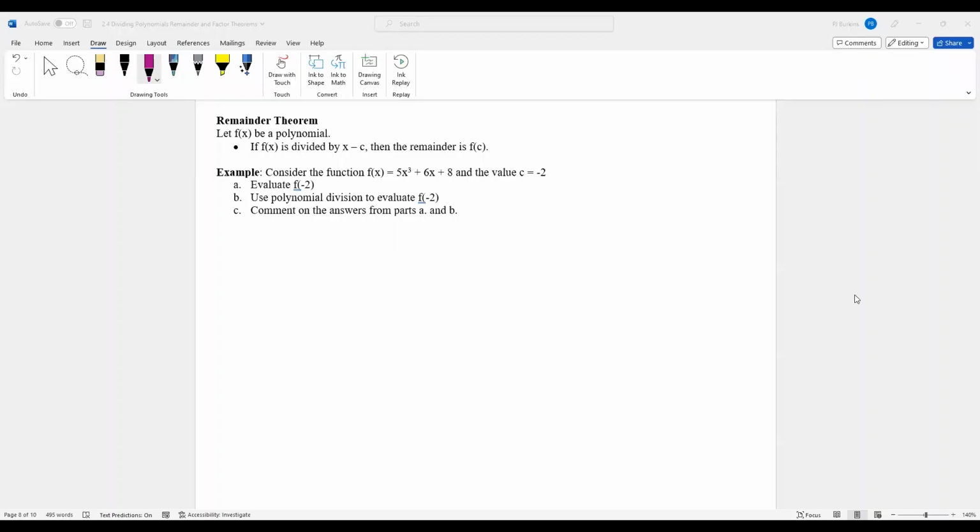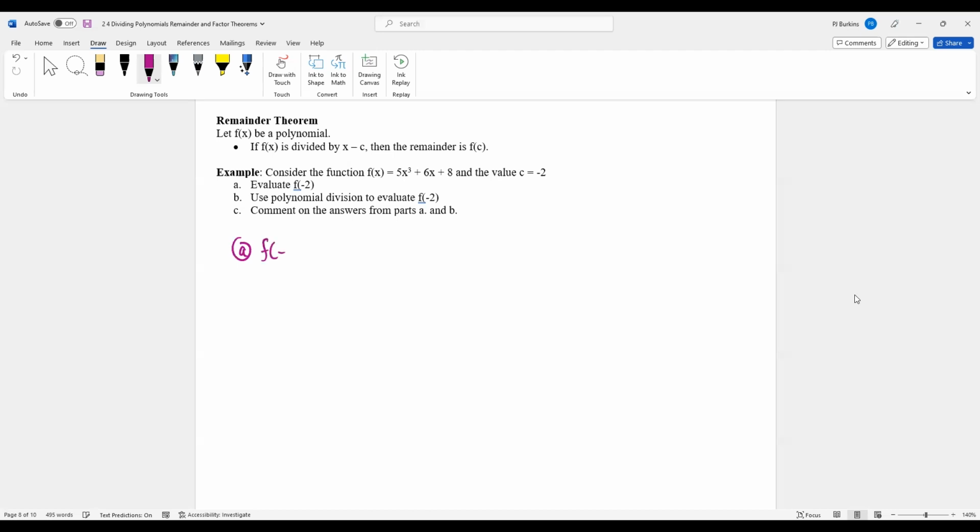Next is called the remainder theorem. So this is interesting in that if you have a function f of x, which is a polynomial, and you're trying to divide by an x minus c term, then the remainder is going to be the function evaluated at c. So let's take a look here. We have f of x equals 5x cubed plus 6x plus 8, and they're telling us that c equals -2. So evaluate the function at -2.